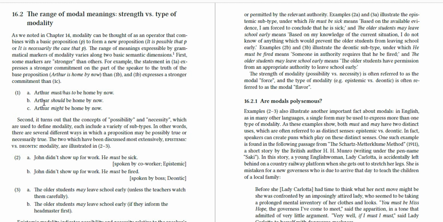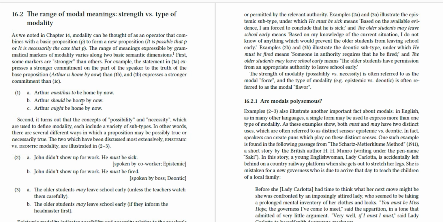And here we have: Arthur must, or has to be home by now. Arthur should be home by now. Arthur might be home by now. So the three levels we have: the first one, we can think of as the level of necessity and the level of certainty. We are sure that Arthur at the moment, or now, is already home.